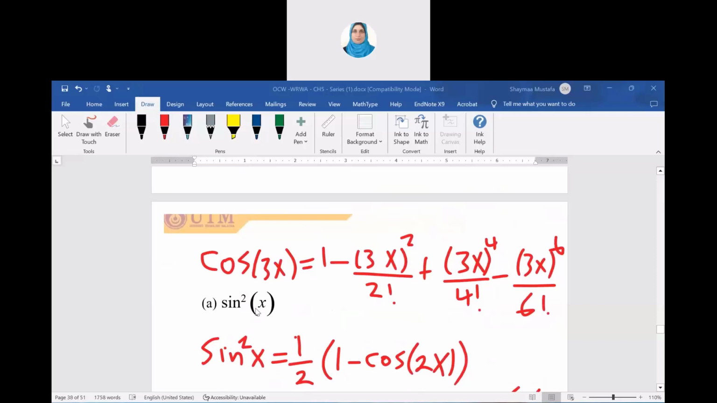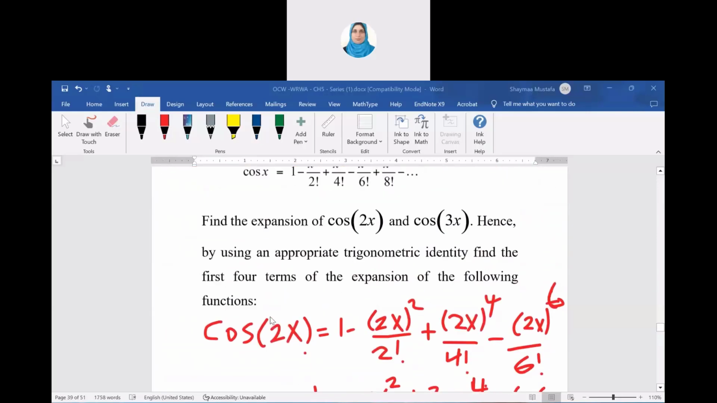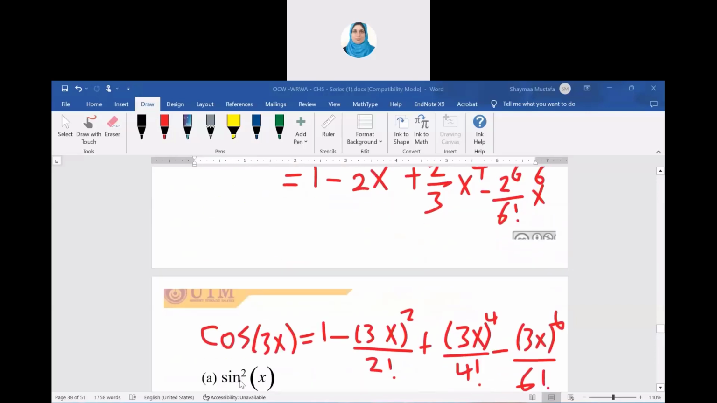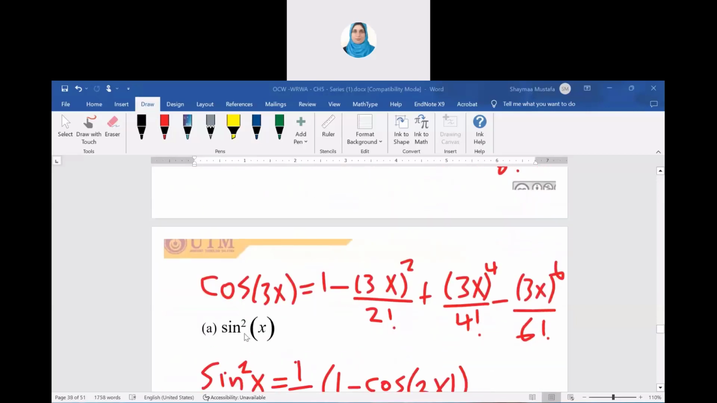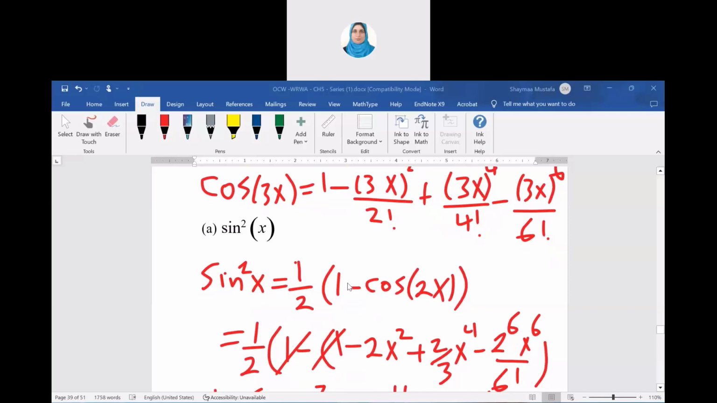Now to find sine square x. Sine square x, you can find it using the identity. Instead of calculating the Maclaurin series from the beginning, you can use the identity because sine square x is equal to 1 over 2 times 1 minus cos 2x. This is the identity of sine square x. So you have 1 over 2, 1 minus.